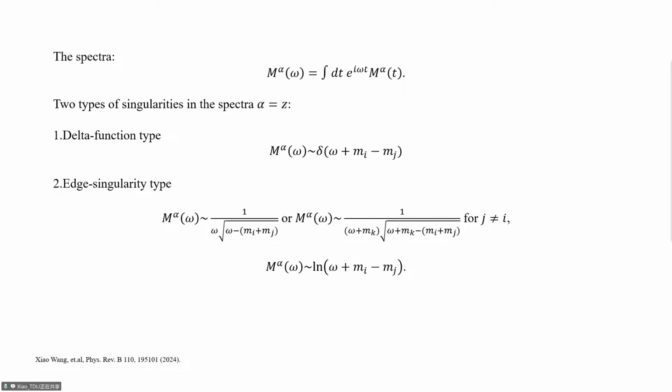And another type of singularity is given by the edge singularity. So maybe you still remember that in the dynamics of quantum many-body particles, we have the van Hove singularity. So here, there are also contributions given by the van Hove singularity. And these two parts are given by the van Hove singularity. There's an additional edge singularity given by this logarithmic one.